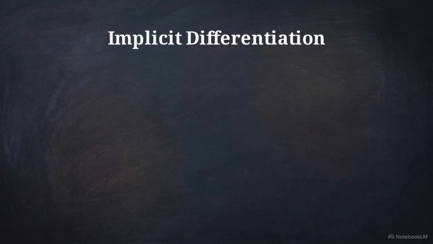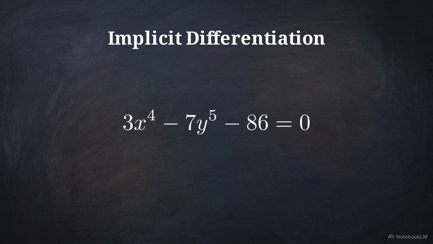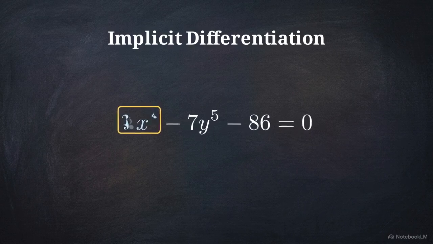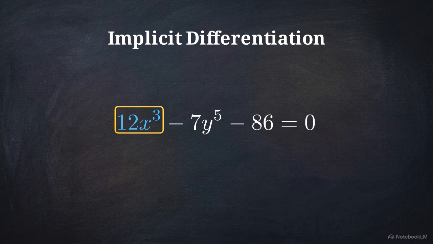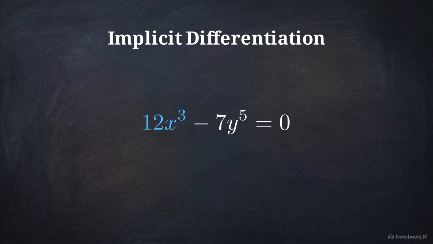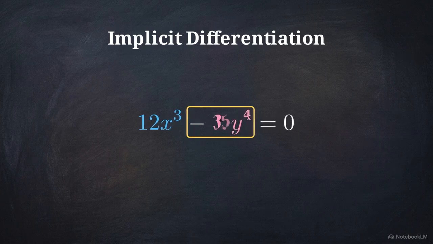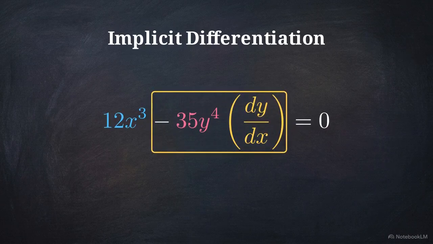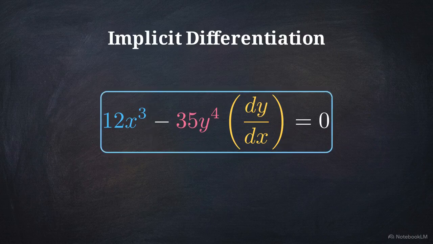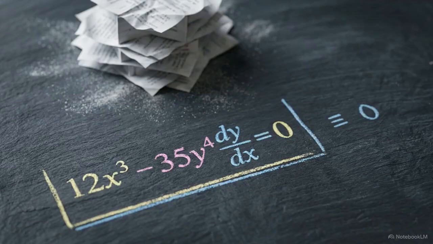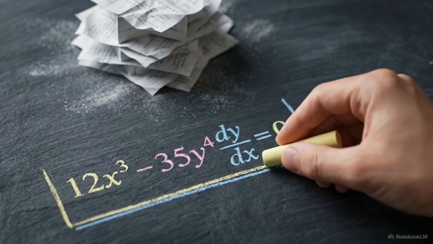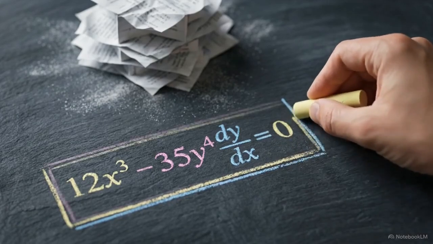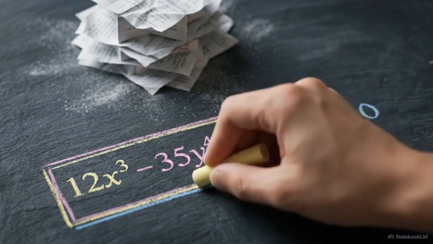Now we apply these rules across the entire expression simultaneously. This process is called implicit differentiation. The 3x to the fourth becomes 12x cubed, and the negative 86 drops to 0. Applying the chain rule to the final term gives us negative 35y to the fourth times dy over dx. By following these steps, we have bypassed the manual labor of limits and successfully differentiated the implicit structure.